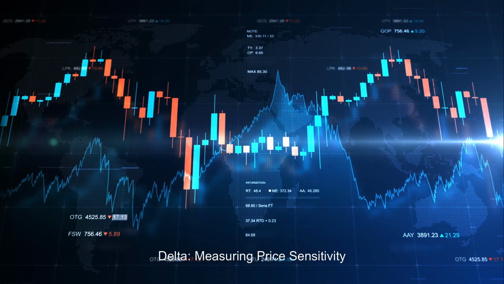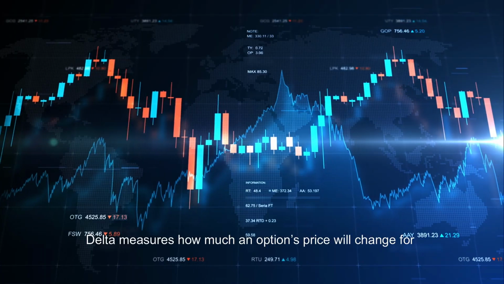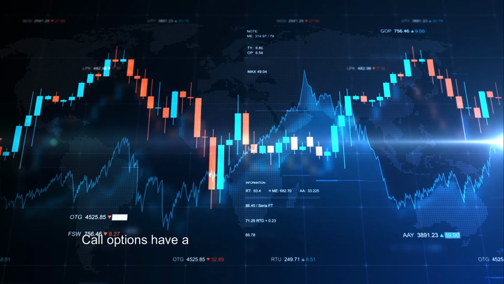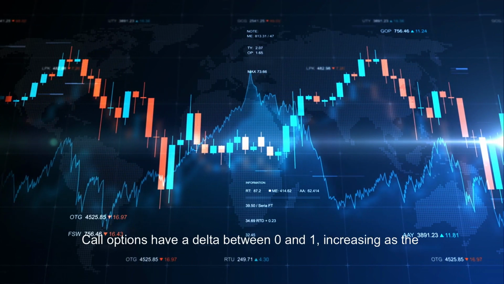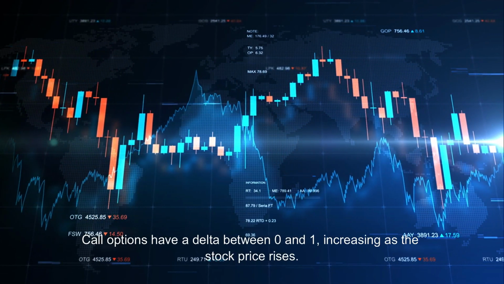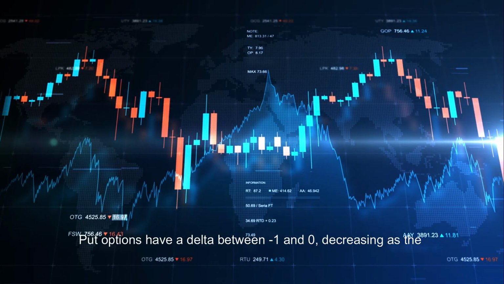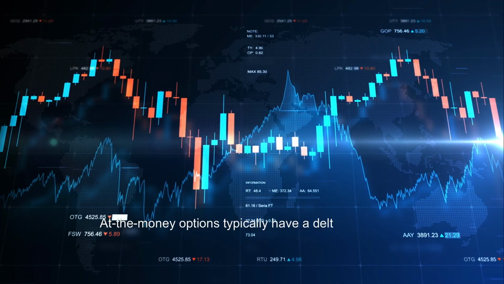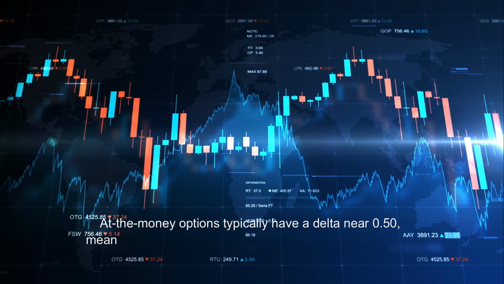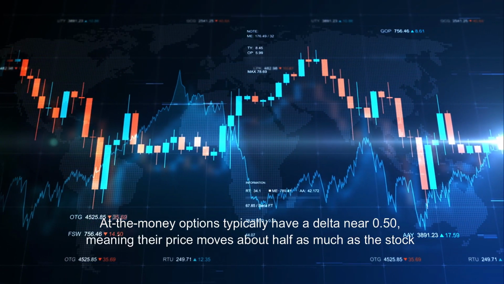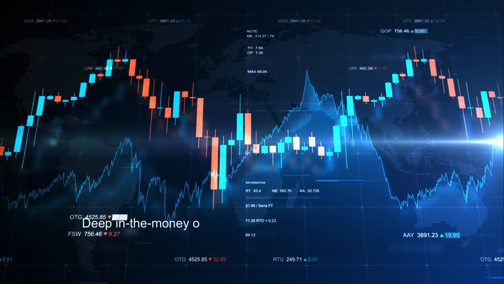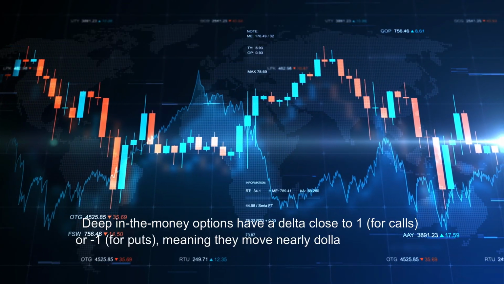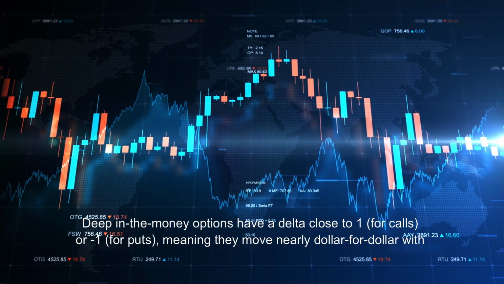Delta, measuring price sensitivity. Delta measures how much an option's price will change for every $1 move in the underlying stock. Call options have a delta between 0 and 1, increasing as the stock price rises. Put options have a delta between -1 and 0, decreasing as the stock price rises. At the money, options typically have a delta near 0.50, meaning their price moves about half as much as the stock price. Deep in the money, options have a delta close to 1 for calls, or -1 for puts, meaning they move nearly dollar for dollar with the stock.